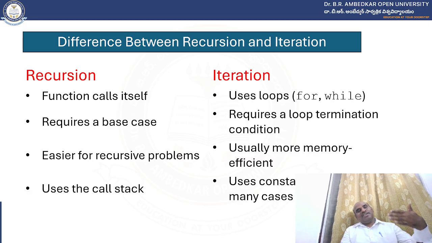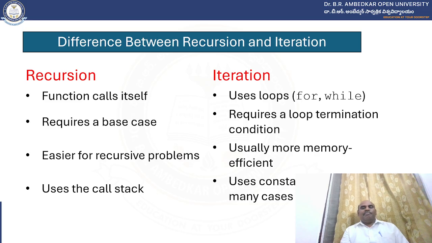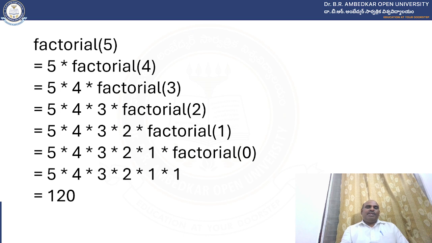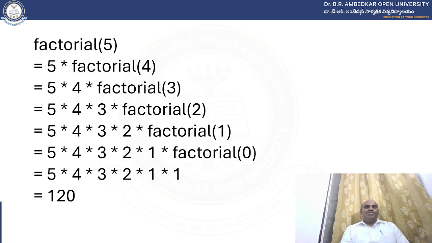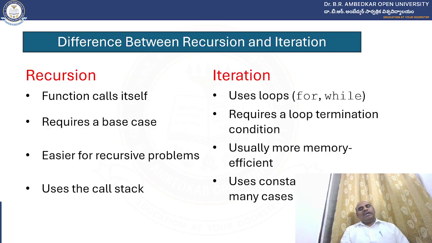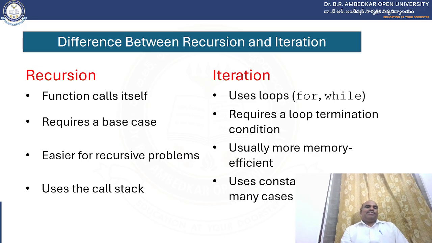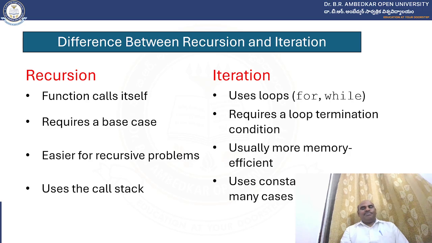Recursion: a function is calling itself. Second one, it requires the base case. Base case means the condition that stops the recursion. So base case means a condition that can stop the recursion. That is called recursion.